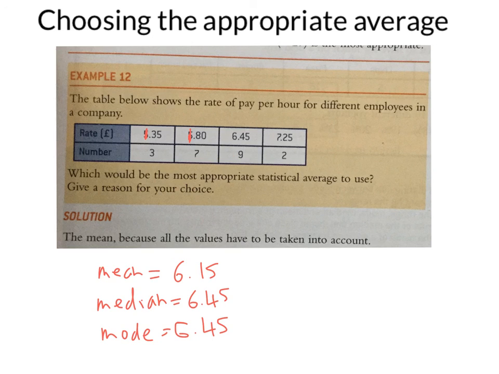So the mean is taking into consideration what everyone's getting paid, and that's why it's a better average in this case. By putting these down to £1.80, the mean would drop way down and reflect that. So the mean reflects the data better than the median and the mode in that question. But that's a tough one.